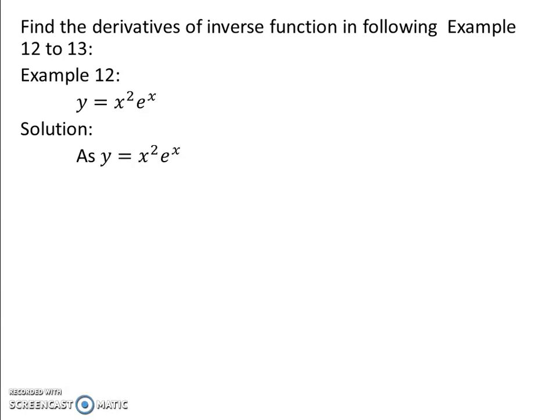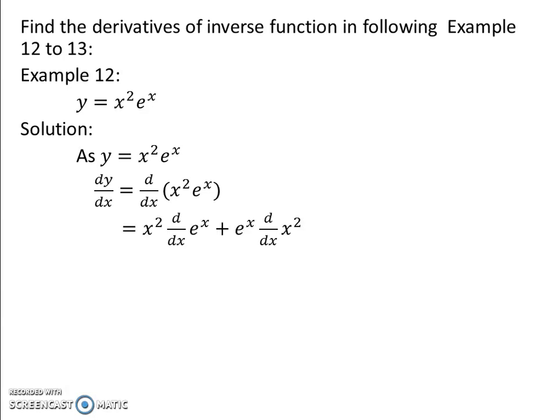So first of all differentiate y with respect to x. Therefore we get d by dx of x square into e raised to x, that is equal to x square d by dx of e raised to x plus e raised to x d by dx of x square. Using the UV rule we have this step. Derivative of e raised to x is e raised to x, derivative of x square is 2x. So x square e raised to x plus e raised to x into 2x. So taking x e raised to x common, in bracket we get x plus 2.